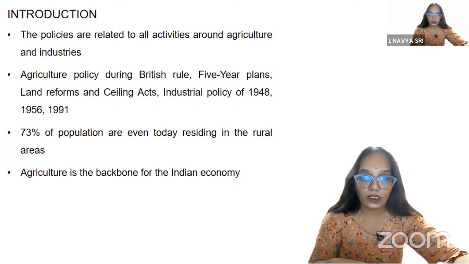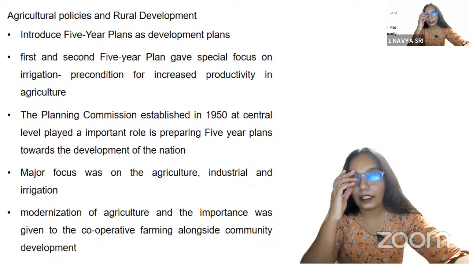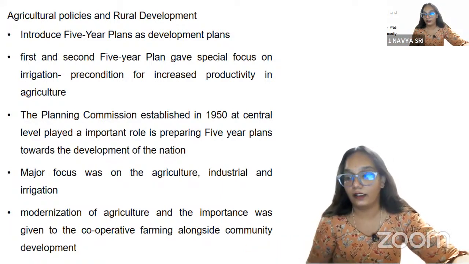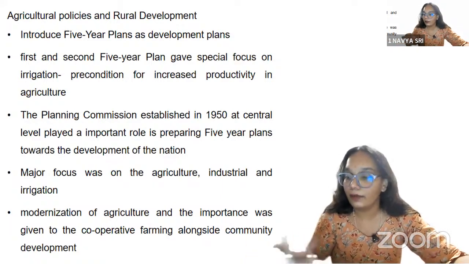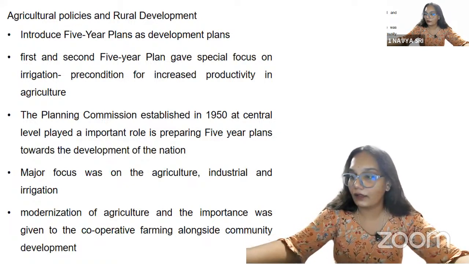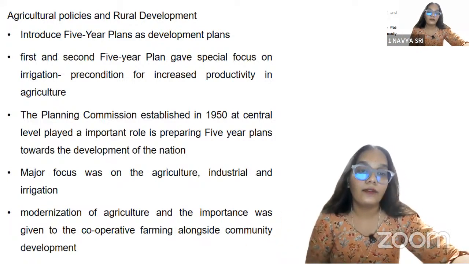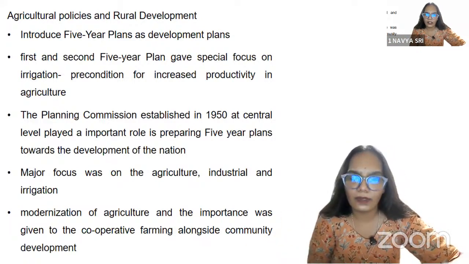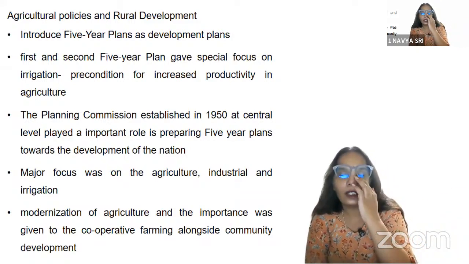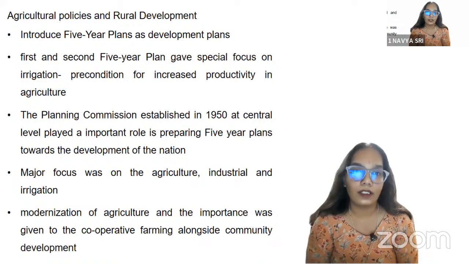Next, let us talk about agricultural policies and how they led to the development of rural areas and the things that have been in progress. So, the first and second 5 year plans. You all are aware of 5 year plans, right? Immediately after independence, the government which came to power started to develop these 5 year plans.